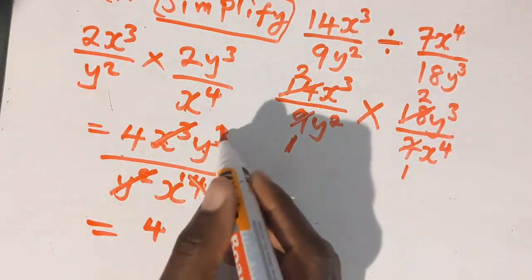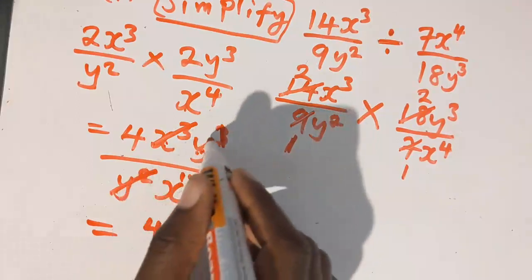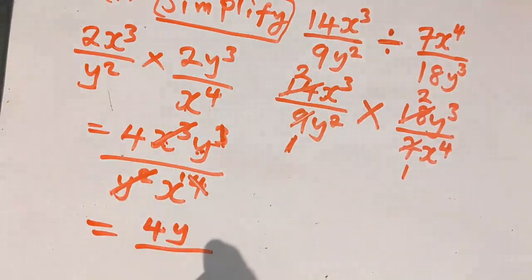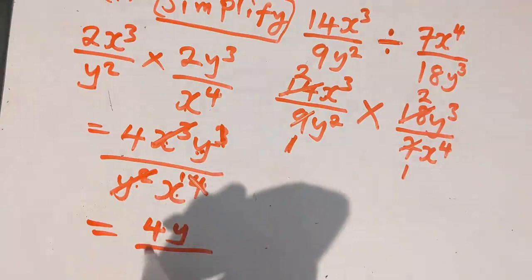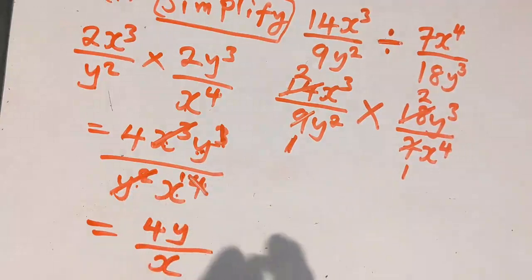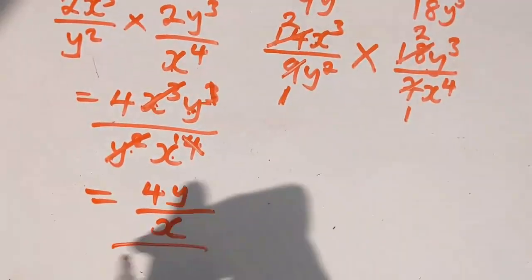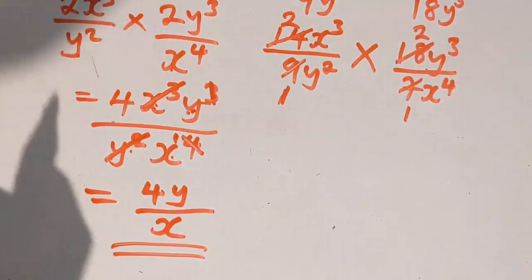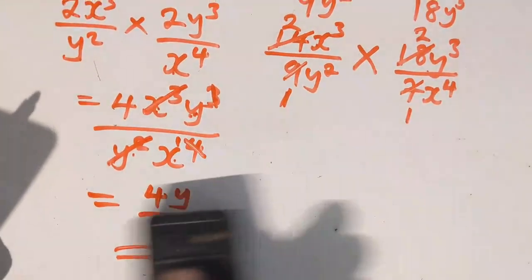y, just y, which has left here, because this is y squared, then this is y to the power 3, so it will be y like that, 4y. Then over here what has left is x, just x, so it will be over x. So this is how the answer is going to be. As simple as that. So that's for question 1. So let's go to question 2.